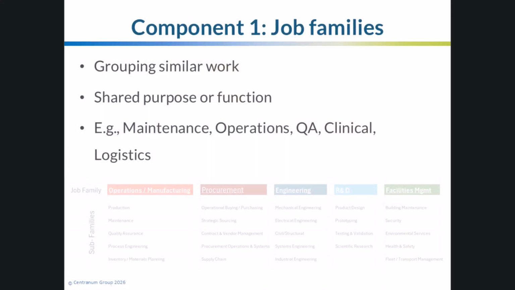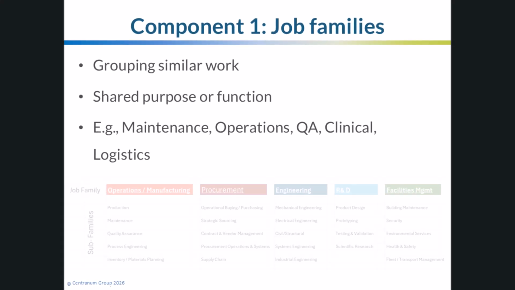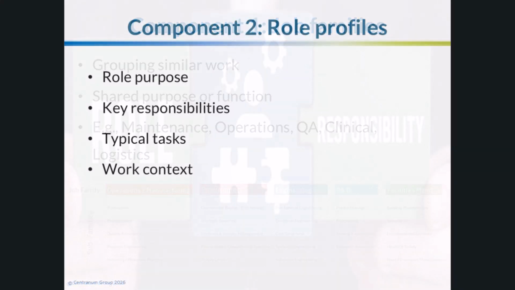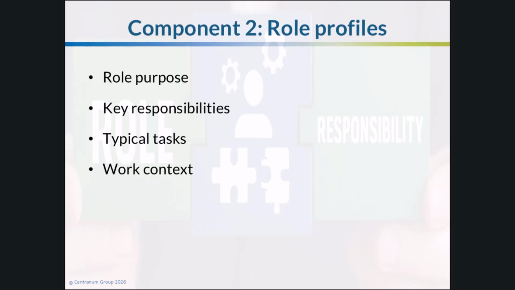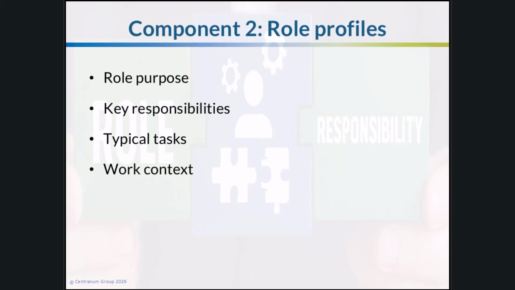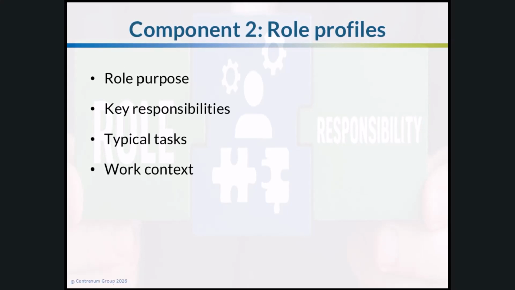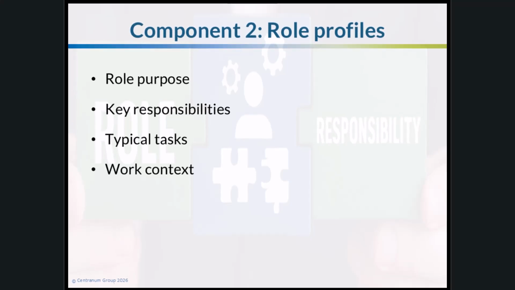The foundation for job architecture is job families, groups of related roles with a similar purpose. Job families create order and make clear distinctions between types of work. Each role profile describes what the role exists to do, its responsibilities, and the context the work is performed in. This isn't a job description, it's a clean, standardised definition of the role.